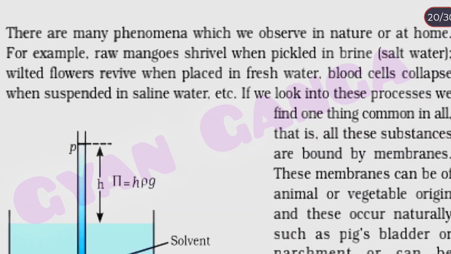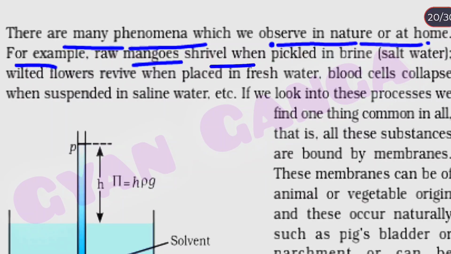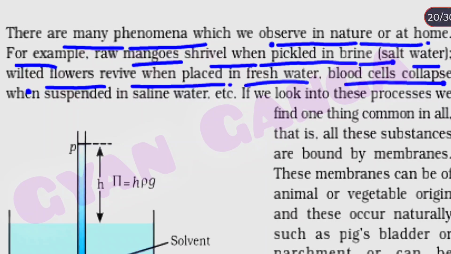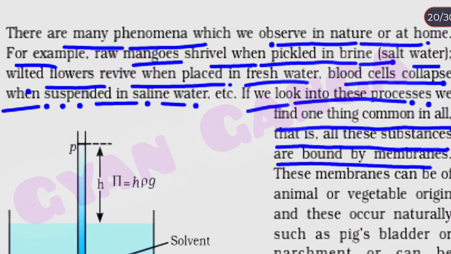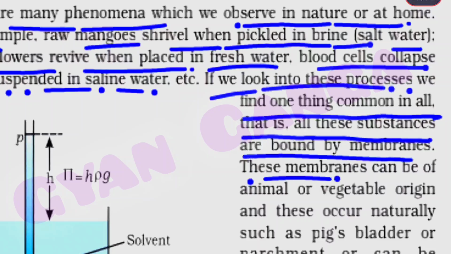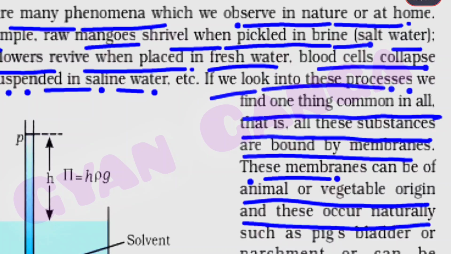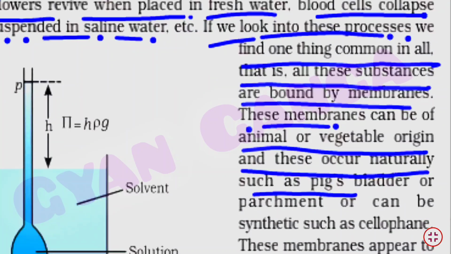Osmotic pressure. There are many phenomena we observe in nature and at home. For example, raw mango shrivels when pickled in brine, salt water. Wilted flowers revive when placed in fresh water. Blood cells collapse when suspended in saline water, etc. We will look into this process. We find one thing common in all: all these substances are bounded by a membrane. These membranes can be of animal or vegetable origin, and occur naturally, such as pig bladder or parchment, or can be synthetic, such as cellophane.